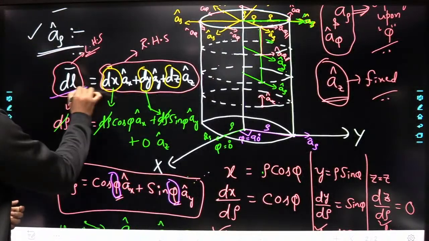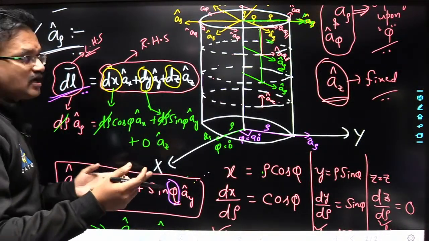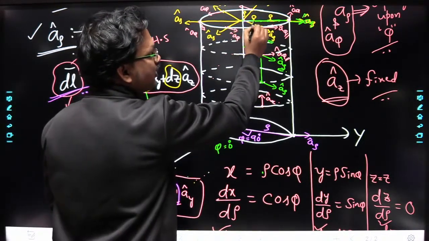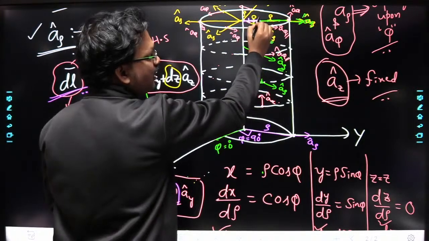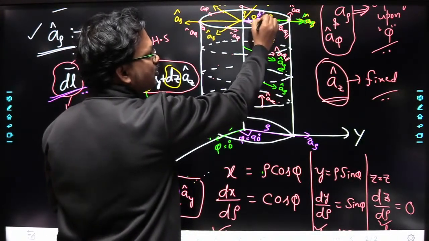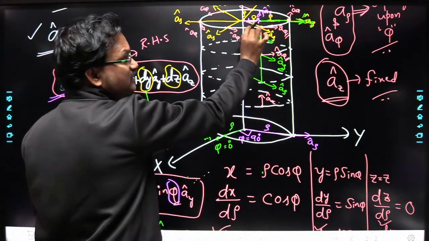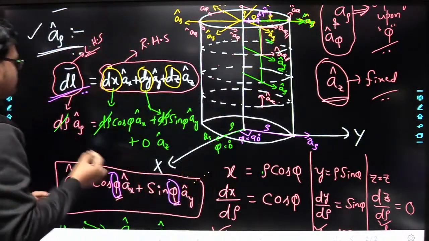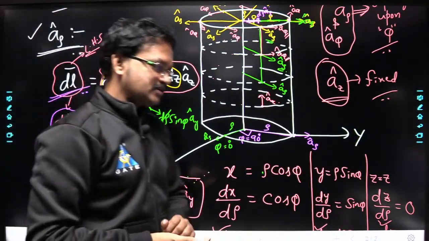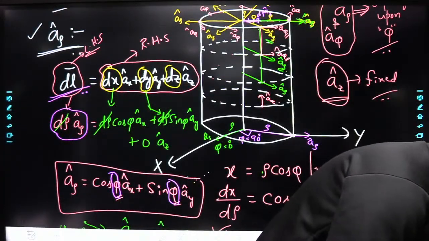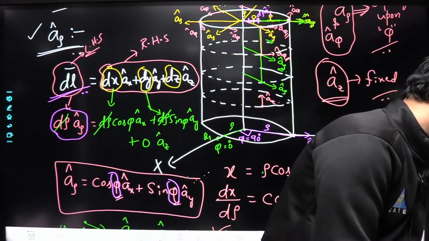We are determining the differential length dl bar by varying only rho. So if you move along rho and consider a small differential length along rho, what are you going to get? d rho a rho cap, or not? So the differential length along rho is d rho a rho cap. That's what I have written here. Understood? Sachin Naik, is it clear?